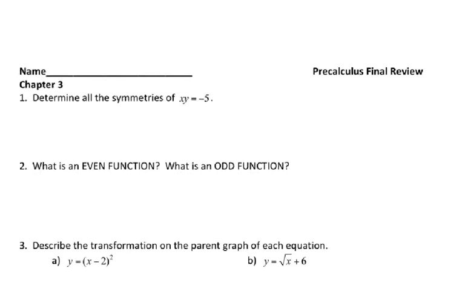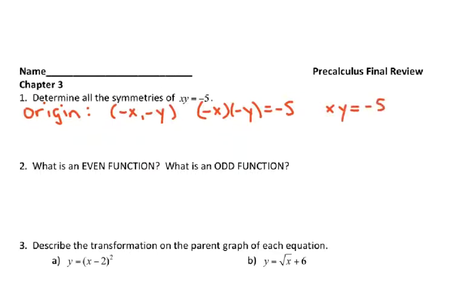The first one is symmetry over the origin. Symmetry over the origin exists if you can replace x and y with negative x and negative y, and you get the same equation you started with. So, is negative x times negative y equal to negative 5 the same as the original equation? Well, negative x times negative y is positive xy, which is still equal to negative 5, so it is. Then, instead of putting a check mark, I'll write yes.